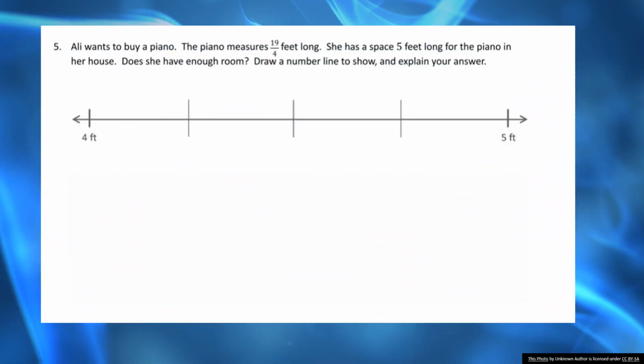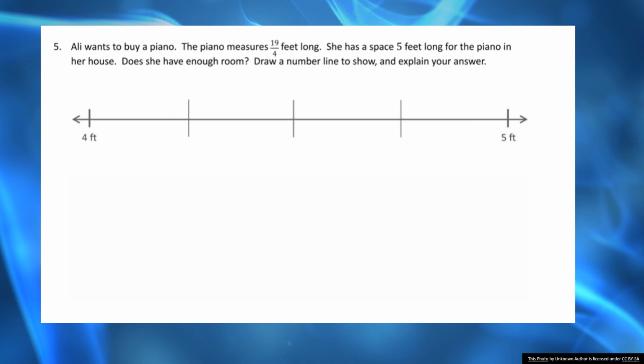Let's take a look at the last question of our homework, number 5. Number 5 says, Allie wants to buy a piano. The piano measures 19/4 feet long. She has a space 5 feet long for the piano in her house. Does she have enough room? Draw a number line to show and explain your answer.